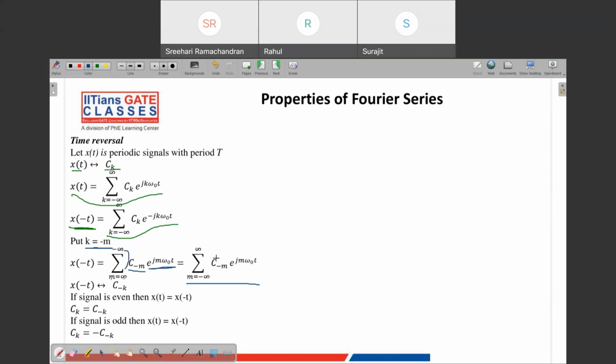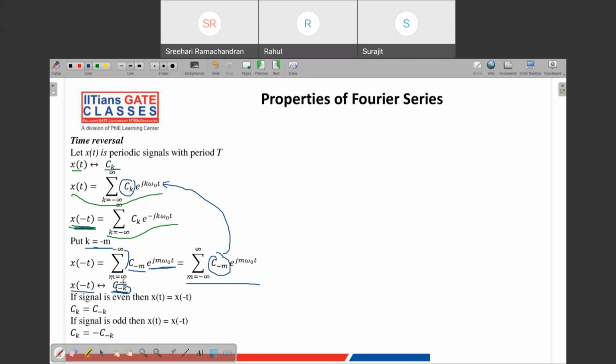If you see this one and compare it with this one, the coefficient has a different sign. Here it is c_k, here it is c_minus m, and that means that when you do the time reversal, your coefficient will also become a kind of reversal in the k domain.